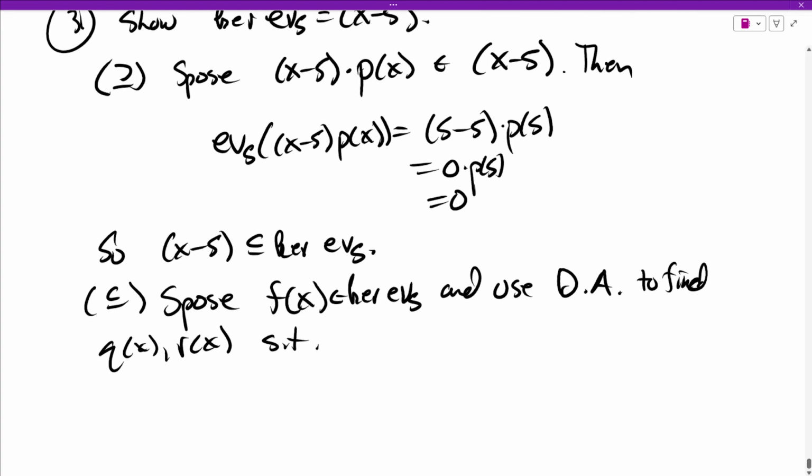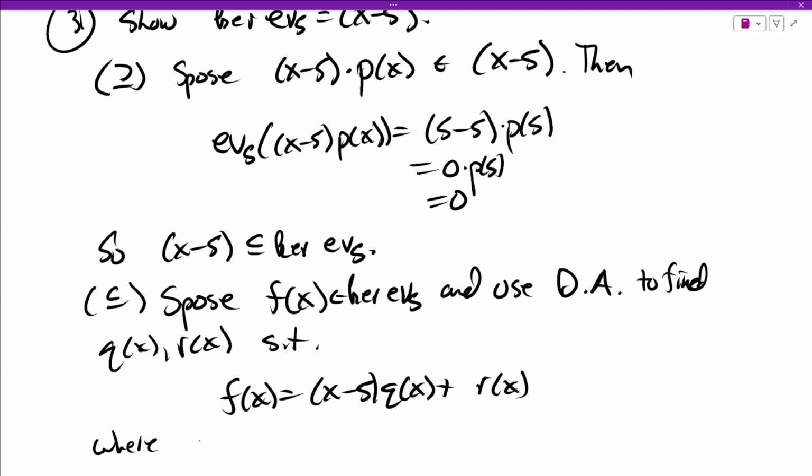We have a field here, right? So Q is a field, so we can use the division algorithm, such that f is x minus 5 times some quotient plus r, where the degree of r is less than the degree of x minus 5, but that's a 1. So the degree of r is less than 1. If r is 0, its degree is negative infinity, and if r is a non-zero constant, it's 0, and those are the only options.